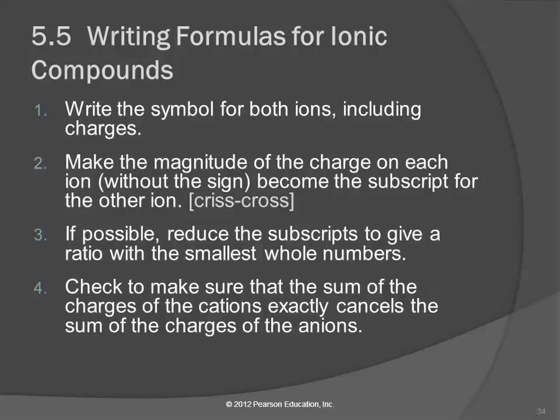Then we're going to make the magnitude of the charge on each ion without the sign become the subscript for the other ion. Okay, this is like a cheater method. It's sometimes called crisscross. You take the charge of one and make it the subscript for the other. Works most of the time. And then, if possible, reduce those subscripts so that they're at the lowest ratio. Occasionally you'll end up with something like 2 and 2, and that could be reduced to 1 and 1. And then check to make sure that the sum of the charges matches up. So there's the steps for people who like steps.